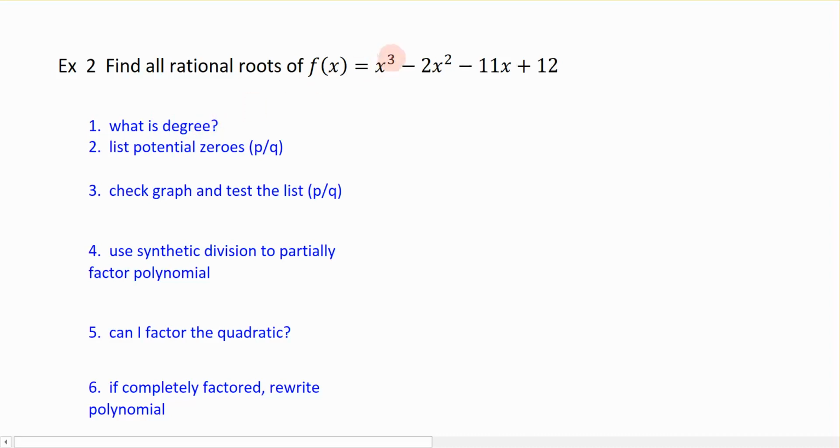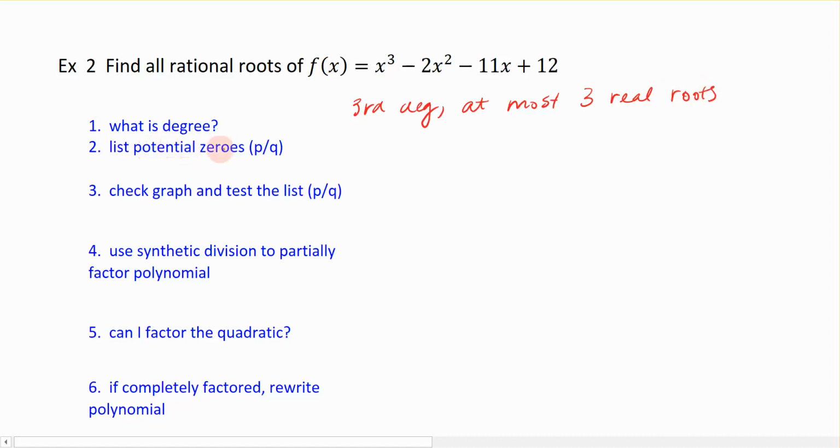The degree of my function, since it's already written again in its descending order, is third degree. What that tells me is since this is a third degree polynomial, I will have at most 3 real roots. At most. That means I don't have to have all 3, but I won't have any more than 3 real roots. Okay.